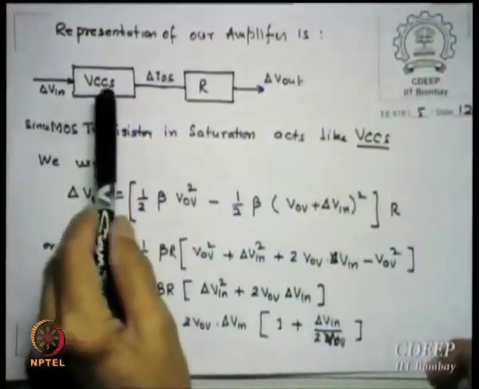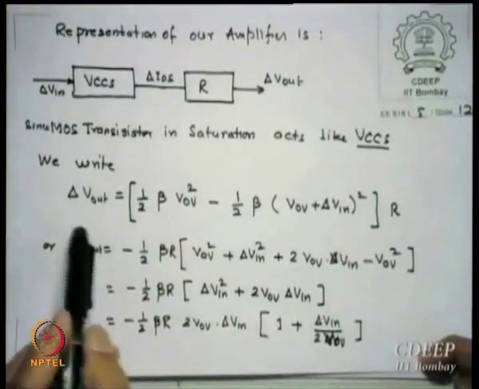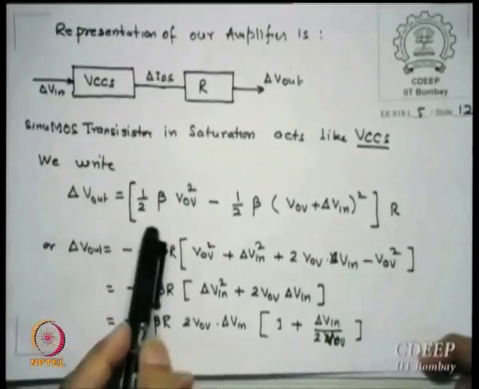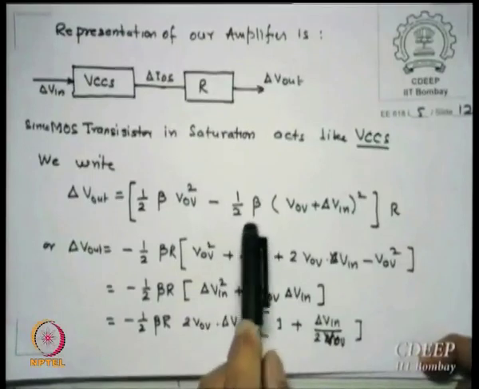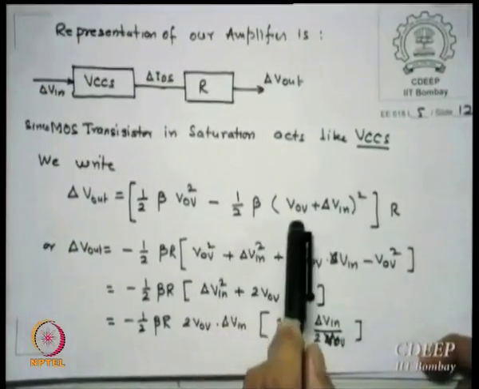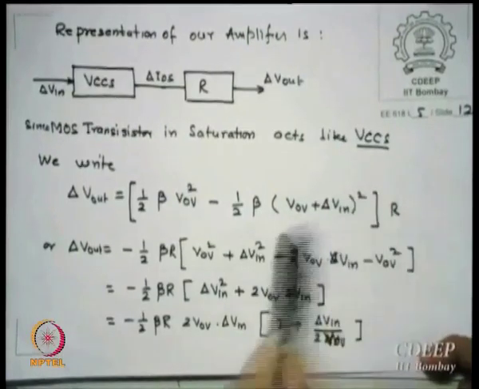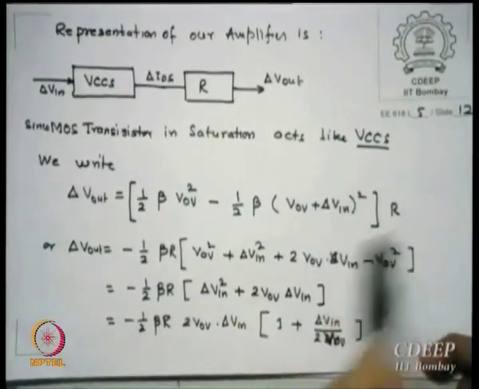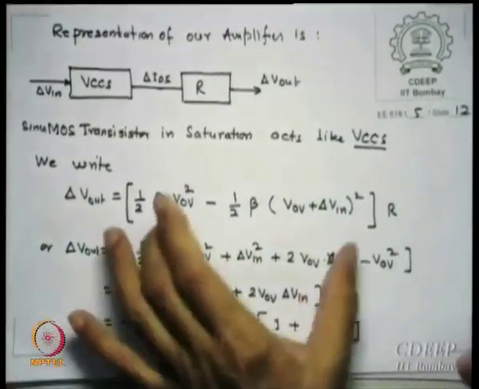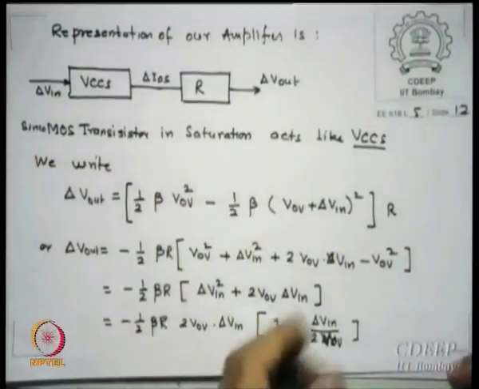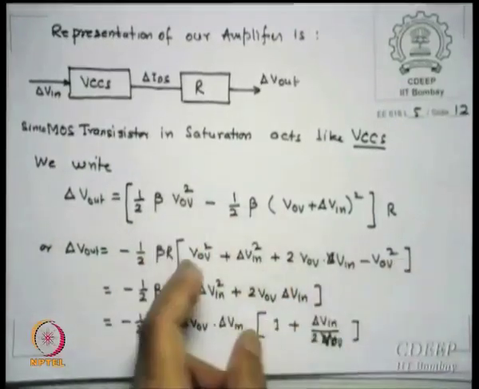I have that same VCCS IDS kind of amplifier shown. I rewrite the expression for delta V out, which is the AC part, minus half beta R times (V_OV plus delta V in), that is VGS minus VT plus the small signal, squared. Here I have used R. I expand the squares; the denominator terms, V_OV squared, will go away.